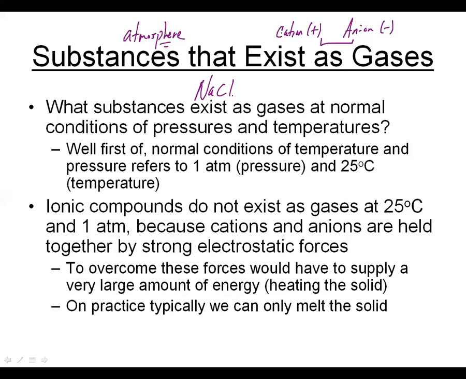Under normal conditions, it's very hard to get those into the gas phase. When we heat up something like salt on our fries, for example, which is good, we don't get toxic chlorine gas coming out as it breaks apart. Typically, ionic compounds, because they're held together by those really strong forces, really don't exist as gases under normal conditions.